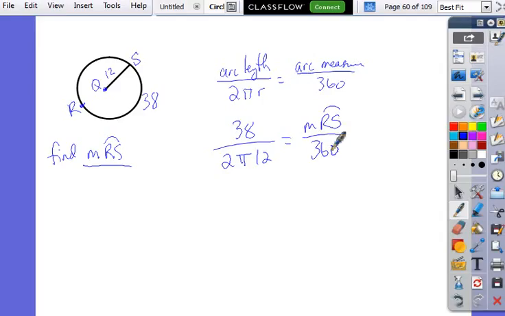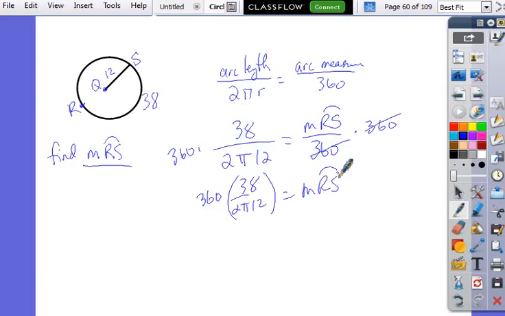Where does the degree always go every time? Above 360. The angle, the degree, always goes over 360. How do I solve this equation now? If I multiply by 360 on both sides, those cancel. That gives me 360 times 38 over 2 pi 12. What was that one? 181 or something?